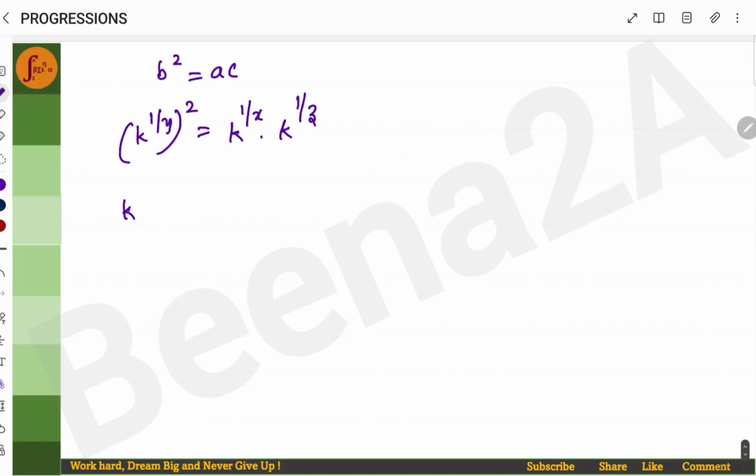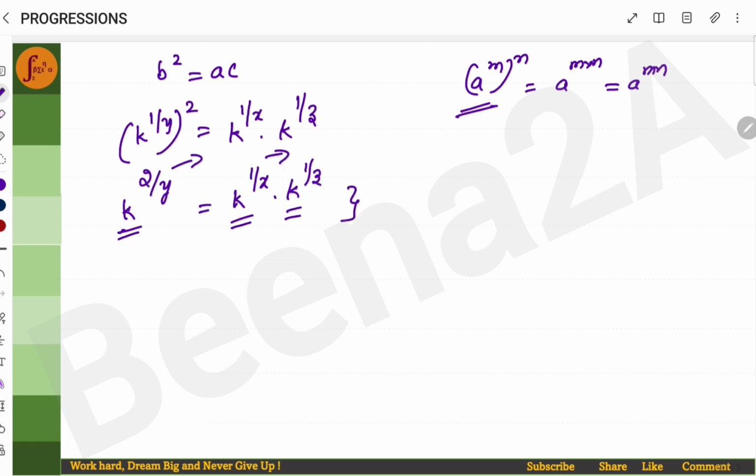Now this is nothing but, into this particular power I multiply, right? Using the law of indices, a to the power m, whole to the power n, becomes a to the power mn. So using this law of indices, we'll say 2 into 1 by y, which is 2 by y. This is in the form a to the power m into a to the power n, which is nothing but a to the power m plus n. So we can write this as k to the power 1 by x plus 1 by z is k to the power 2 by y.